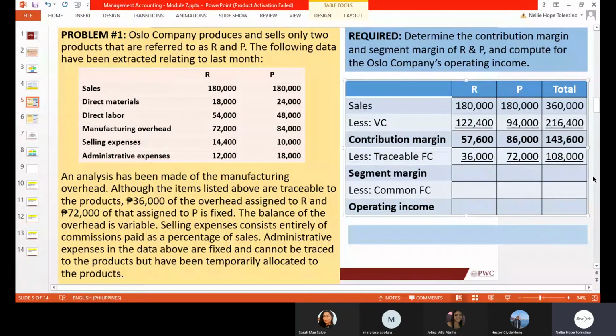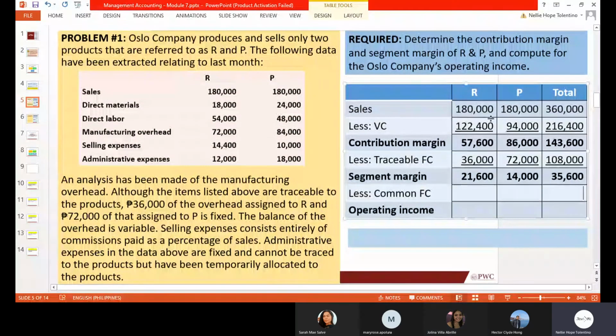Segment margin ni R, magkano? 21,600. 21,600. And kay P, magkano? 14,000, ma'am. 14,000. So, magkano ang total segment margin? 35,600. 35,600. Again, you do cross-footing and footing.